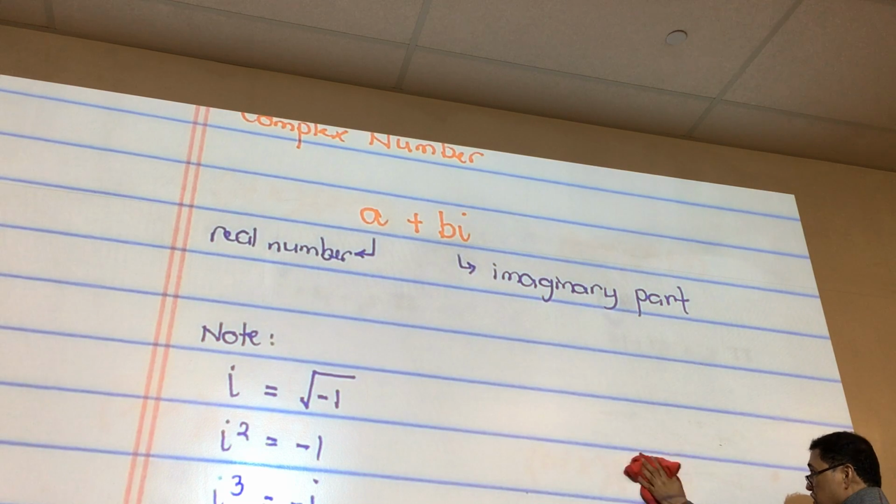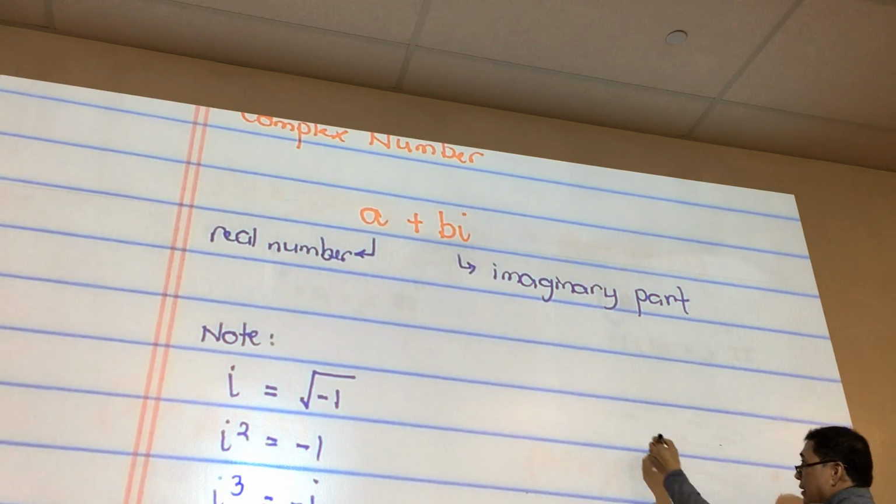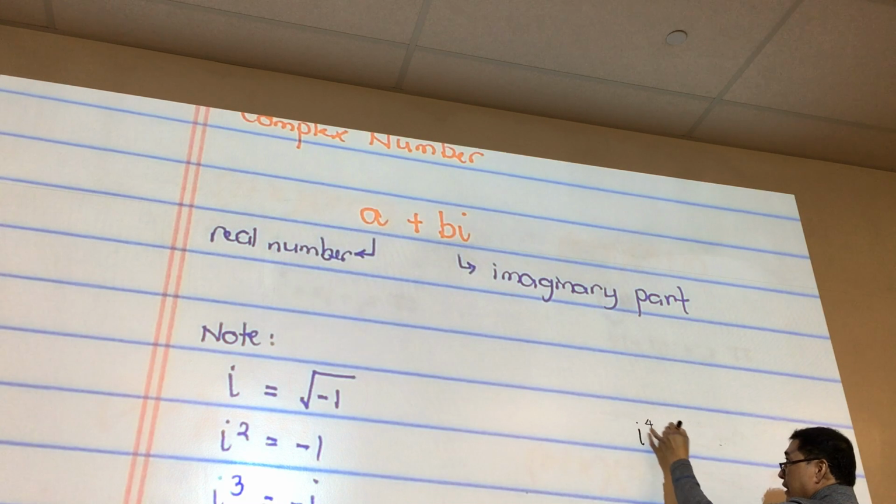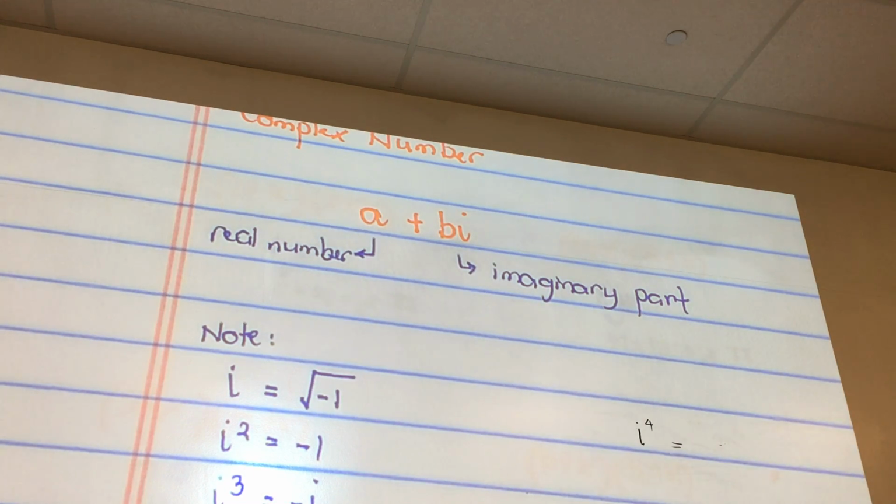Now, let's continue. i to the fourth. Can you please help me? How do we break down i to the fourth? Give me different ways of adding two numbers to get 4. 2 and 2. 1 and 3. Is that right? Because 1 plus 3 is 4. Are you clear? All right. So how would you like to break it down? 2 plus 2 or 1 plus 3? 2 plus 2? All right.